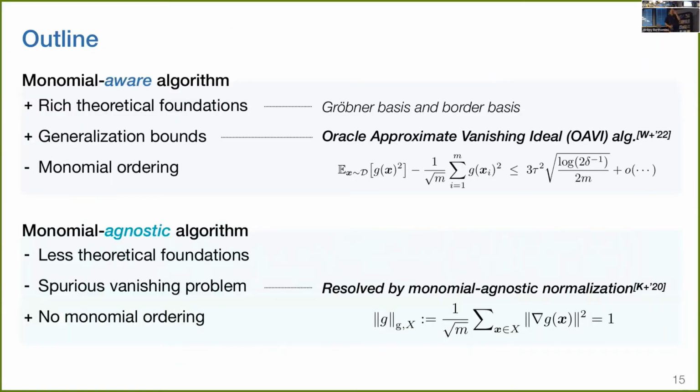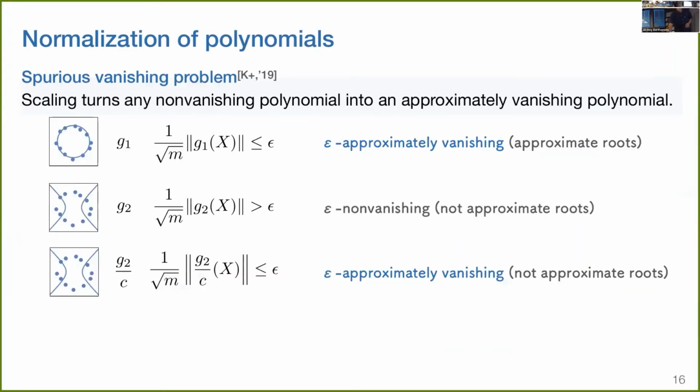Okay, so we finished the first part. The second part is the monomial agnostic algorithm. Here you don't get access to monomials. The polynomials are constructed by linear combinations of polynomials, and each polynomial could be some product of polynomials. So it's very complicated. In this case, we encounter the spurious vanishing problem, and we need some normalization.